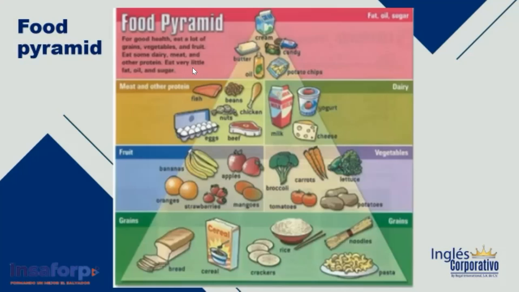Eat very little. Eat very little fat, oil, and sugar. De este tenemos que comer muy, muy poquito. Ah, pero ¿cómo somos los salvadoreños? ¿De qué grupo comemos más? Frituras. Del último, ¿verdad? No, potato chips, candy, butter, oil, cream.